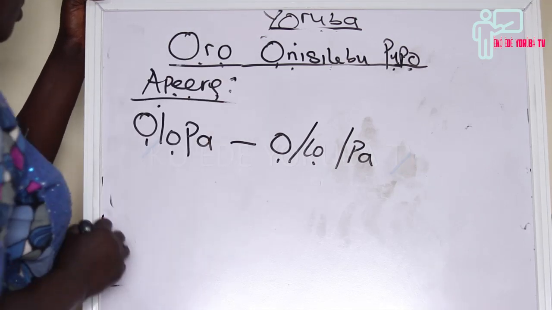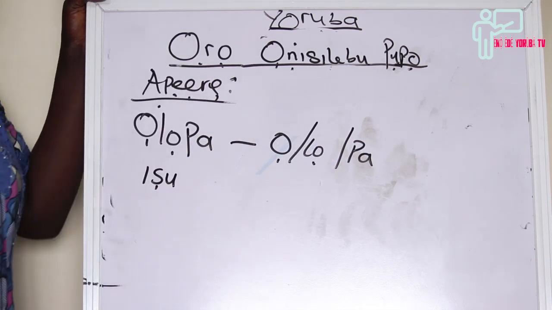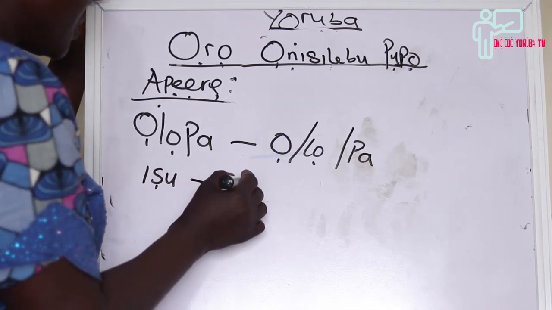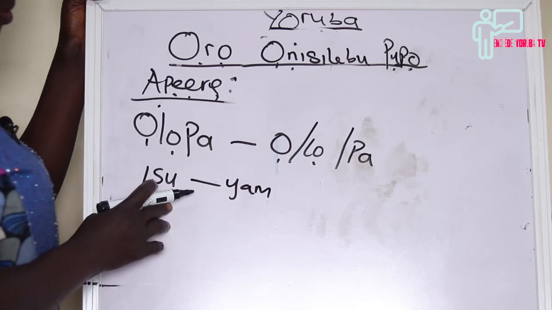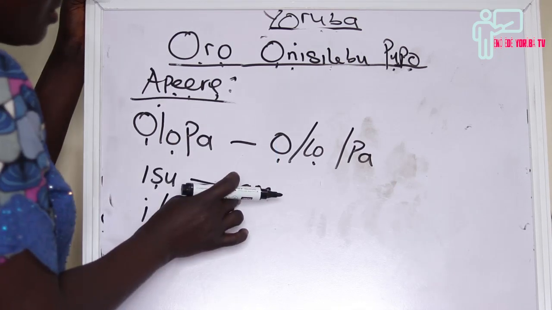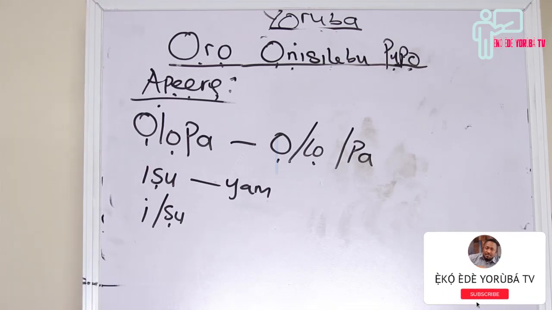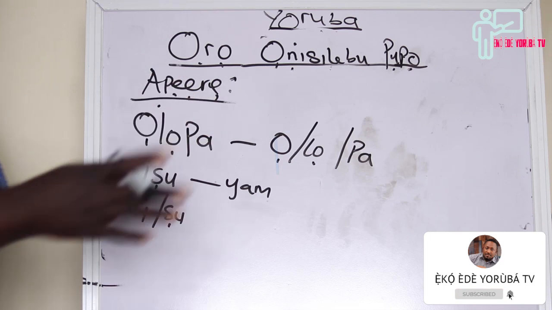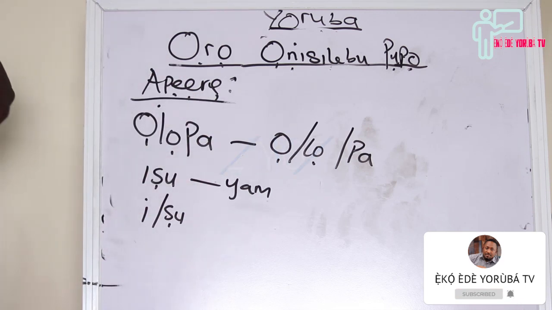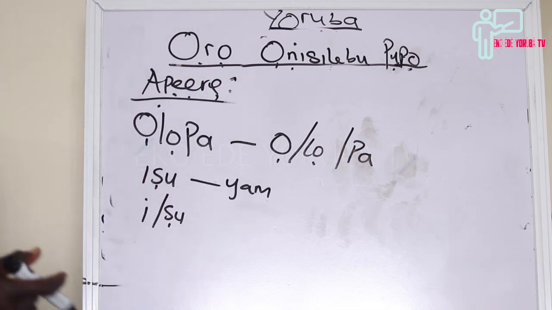Now, I want to make one. Iṣu. What is iṣu? Yam. How many syllables? 2. Iṣu. Look at this one. I said ya, ye, yi, yo, you. So the more you are going forward, you also make friends with the alphabets. Ya, ye, yi, yo, you.